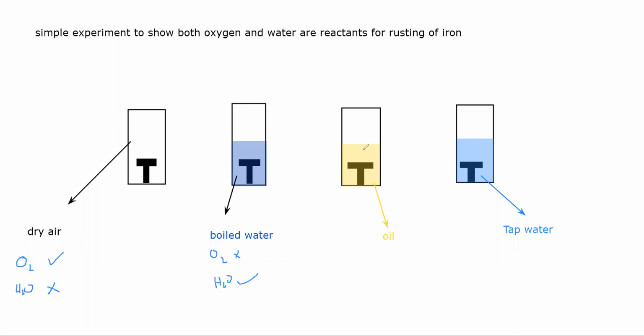Oil, we dipped in oil, so there is no dissolved air in this oil. So there is no oxygen and there are no water vapors or water molecules. The tap water contains oxygen. The dissolved air is there, because of that oxygen is there, and water is already there. It's tap water. So if we leave the apparatus for 2 weeks, which one will show formation of the red brown layer? A, B, C, or D?